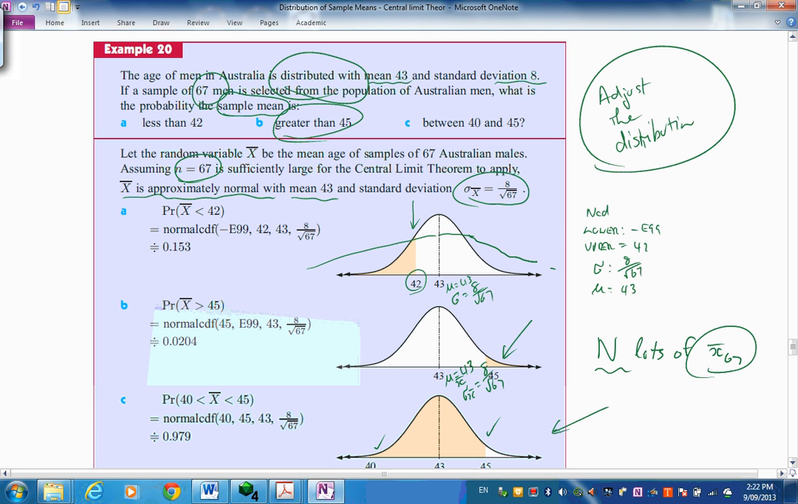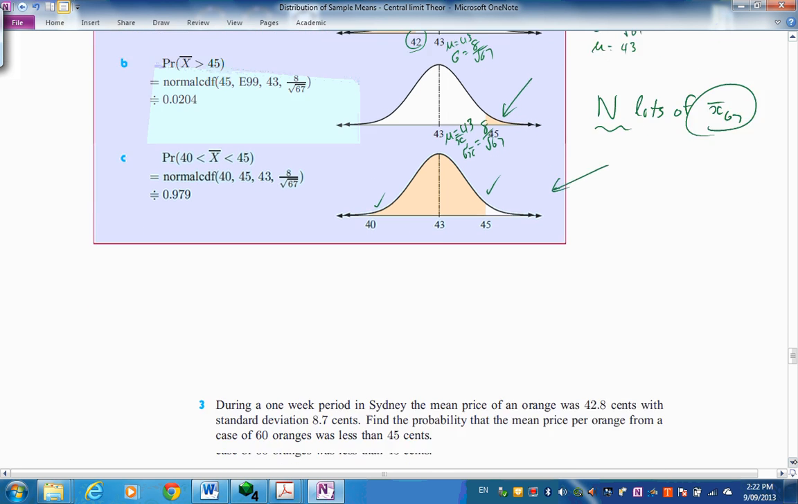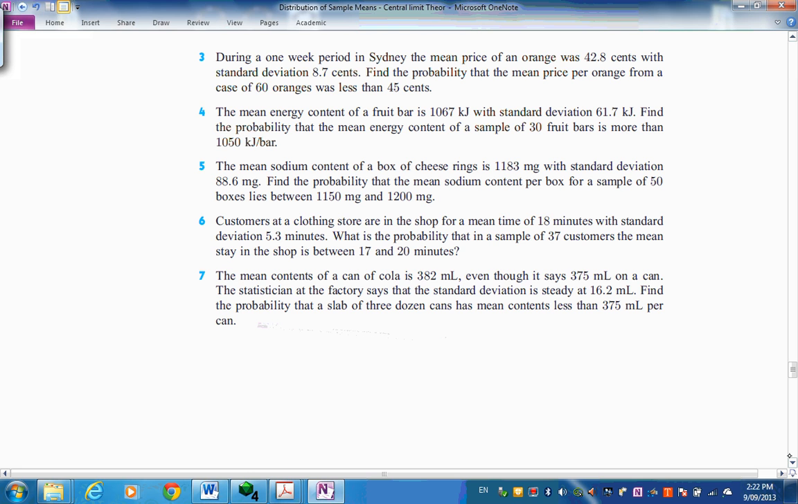This is a distribution of all the possible means of 67 people. Okay, let's let you loose on some problems now and see what you think. Okay, 3 through 7. This is a sort of problem that's very important in this course, this idea of looking at the variation in sample means, eventually with the idea of collecting a mean to test a proposition. Okay, pause it. I'm going to show you the answers now.